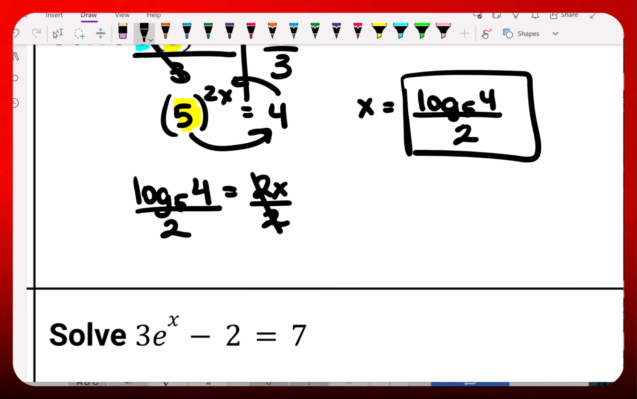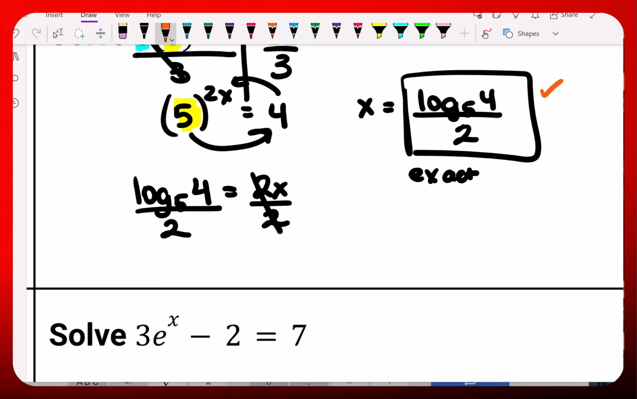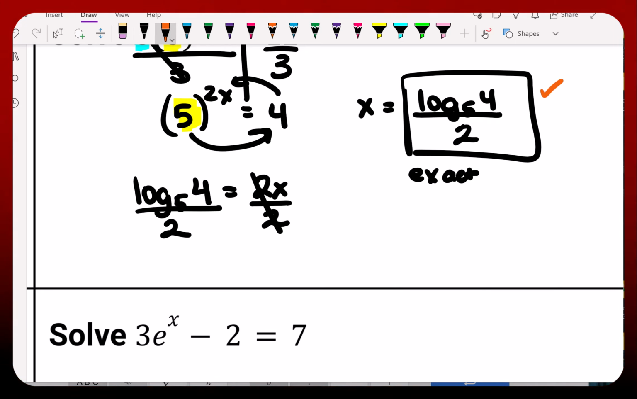A lot of times on multiple choice tests, they're going to want you to give an exact answer instead of typing in a calculator. So this is an exact answer. If you want an estimated answer, all you have to do is type in log base 5 of 4 divided by 2. But I'm going to tell you right now, that's probably what the answer is going to look like.